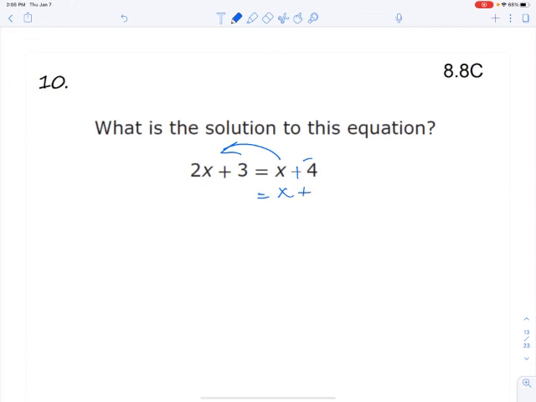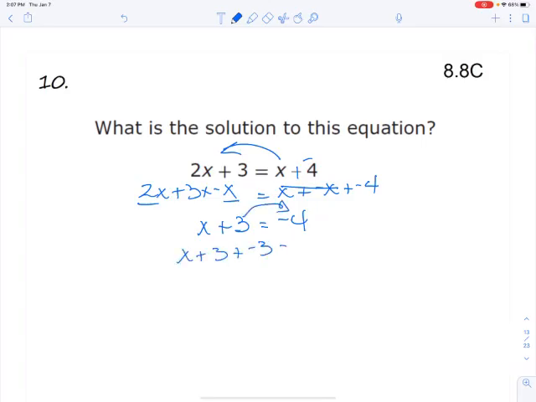So x plus -x plus -4, 2x plus 3 plus -x. So the 2x and the -x go together to make x plus 3 equals, my x's go away, and I'm left with -4. So then I need to move the 3 over to be with a -4. So x plus 3 plus -3 equals -4 plus -3. So x is equal to -7, which is the solution to this equation.